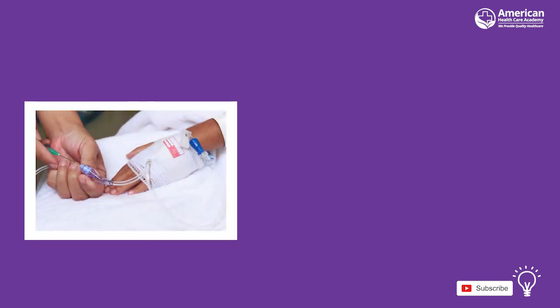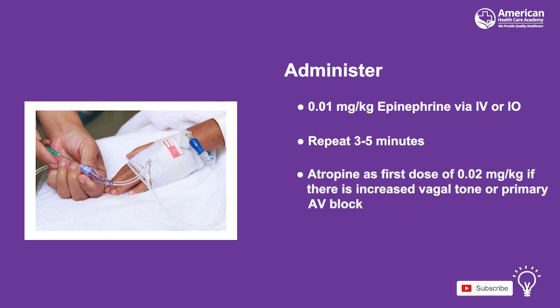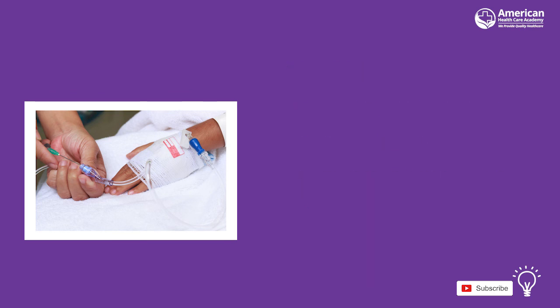After 1 cycle of CPR, administer the following doses of medications to the child. Epinephrine via IV or IO access at 0.01 milligrams per kilogram and repeat every 3 to 5 minutes. Atropine at a dose of 0.02 milligrams per kilogram if there is increased vagal tone or primary AV block. Continue the process until the child's rhythm is back to normal.